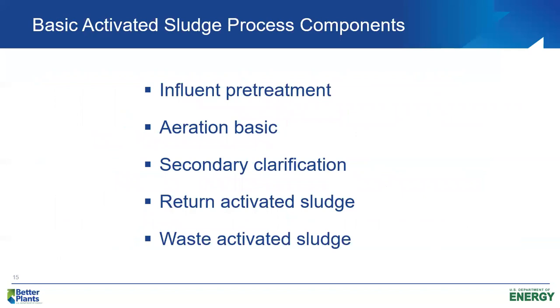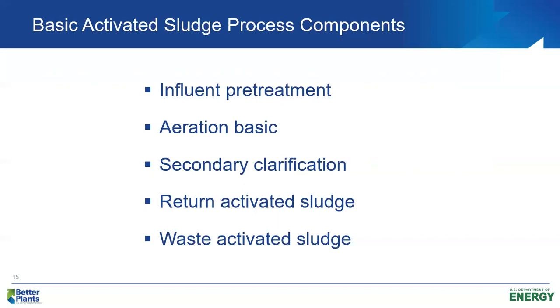So when we look at the overall treatment process, we use influent pretreatment to remove large solids and grit from the wastewater to protect the treatment plant. The aeration basin is where we have biological metabolism taking place. Secondary clarifier is where we settle the biomass. Return activated sludge allows us to keep an adequate biomass inventory in the biological reactor, and the waste activated sludge, that's primarily how we control the activated sludge process.